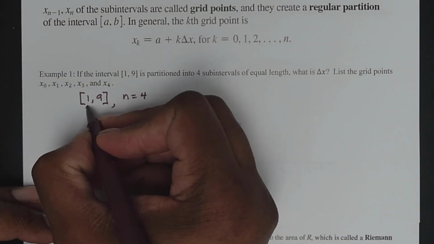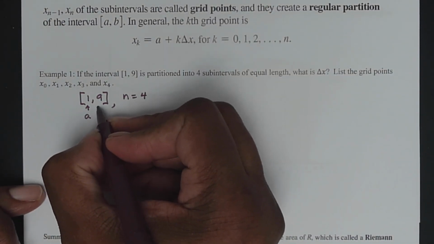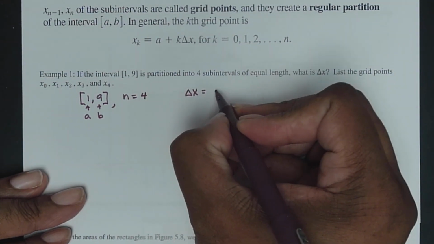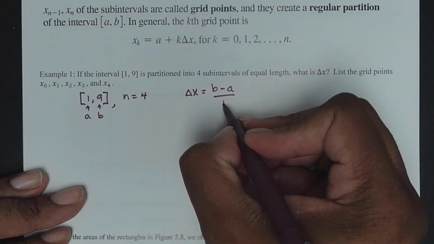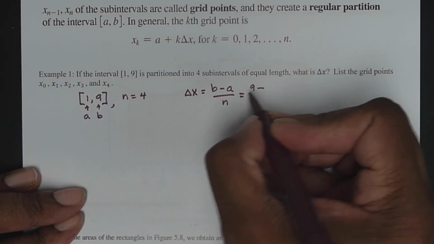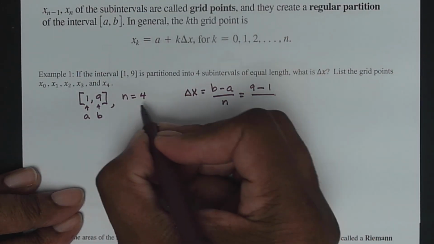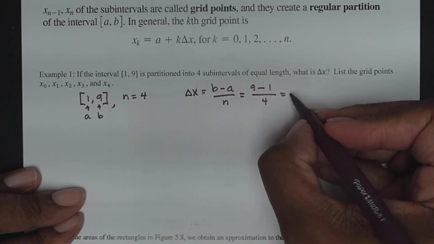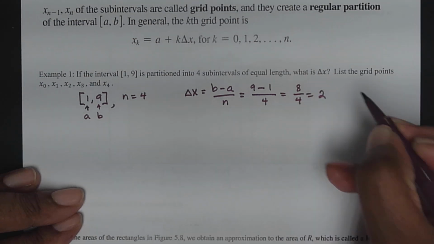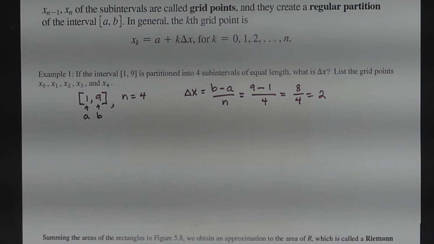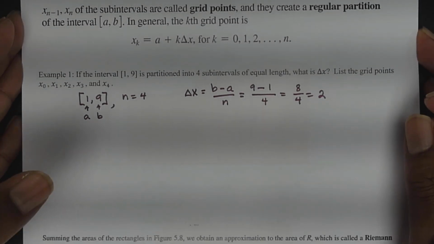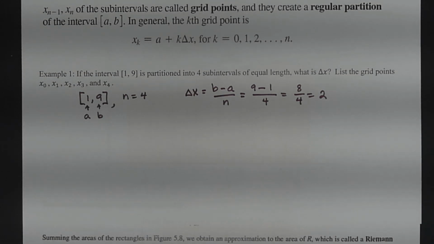Looking at this as the closed interval a, b, your a is going to be 1 and b is going to be 9. So delta x, or the change in x, is going to be b minus a divided by n. Your b is 9, so it'll be 9 minus a, which is 1, divided by n, which is 4. If we subtract 9 minus 1, that would be 8, and 8 divided by 4 is 2. So delta x, or the change in x, will be 2. The length of each subinterval will be 2.